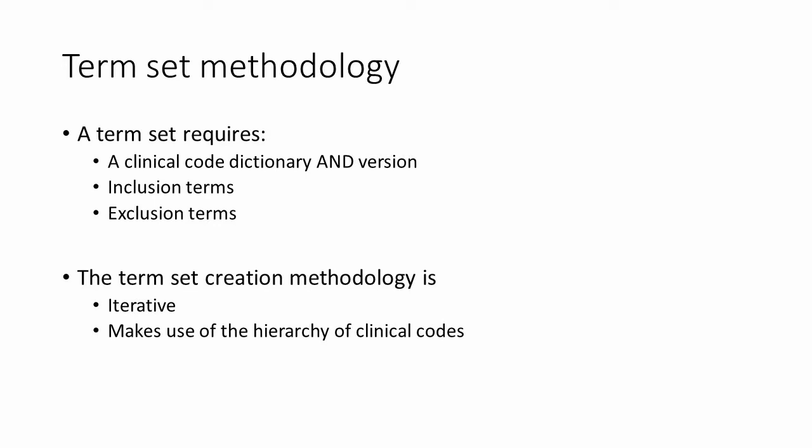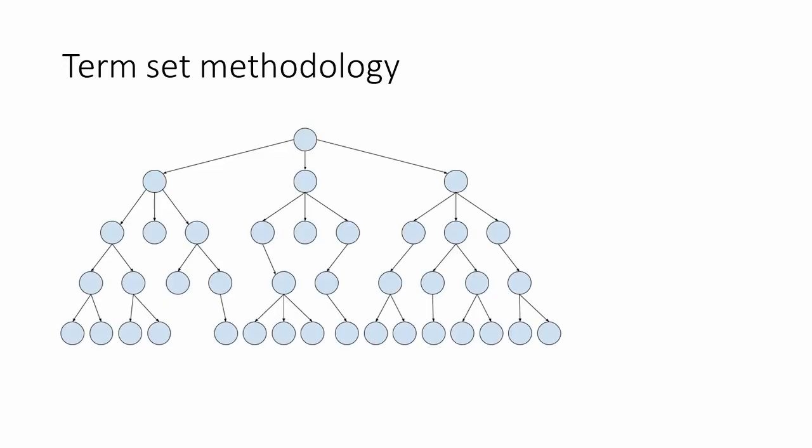So let's give an example. Let's imagine this is a clinical code set hierarchy. We start by specifying an inclusion term. So I'm interested in a code set for diabetes. So I enter the word diabetes. The green nodes in the graph represent the codes in the hierarchy that exactly match the term diabetes. So the definitions of these codes will somewhere contain the word diabetes.